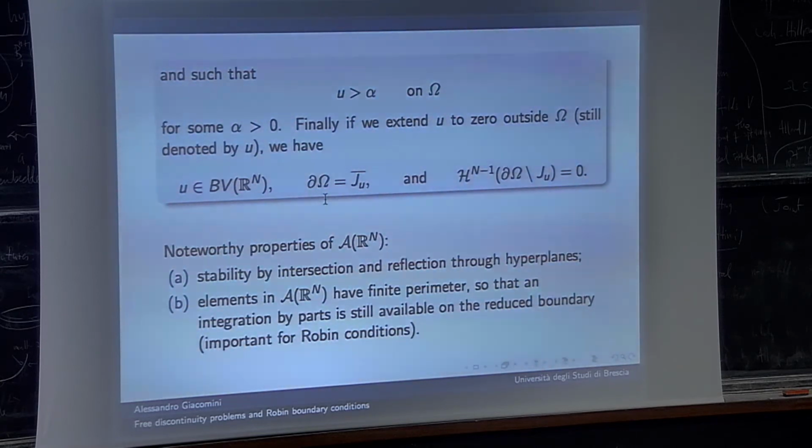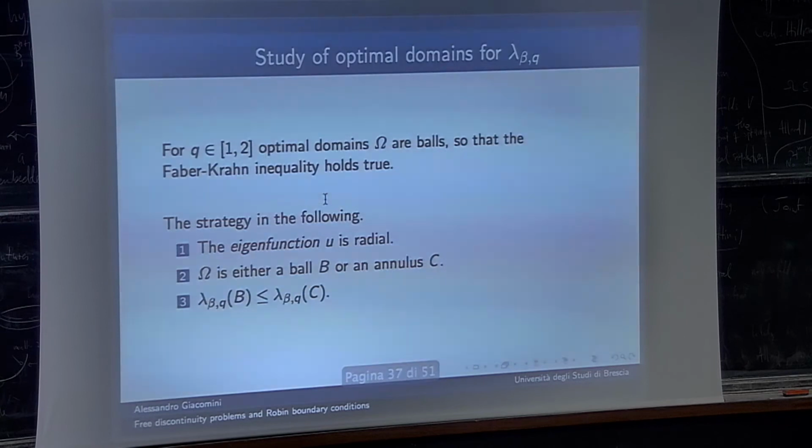Let me show you why, under certain restrictions for Q, it's easy to see that optimal domains are balls. The restriction is that Q is between 1 and 2, and there is only one point in which I use this restriction, which is the first one, because the strategy is this. In the first step, one proves that the eigenfunction of the domain is a radial function with respect to a suitable origin. So the function enjoys some circular symmetry. In this place, I use the restriction Q between 1 and 2.